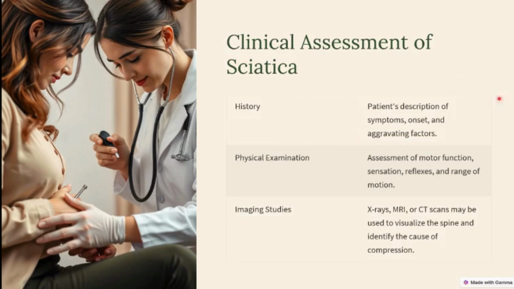So, thorough history: patient's description of symptoms, onset, and aggravating factors. In physical examinations, we need to do motor function assessments, sensation, reflex, range of motions, and some special tests, which are just said, SLR, slump test, and all. And finally, imaging diagnostic techniques to see whether there are any structural abnormalities or not.